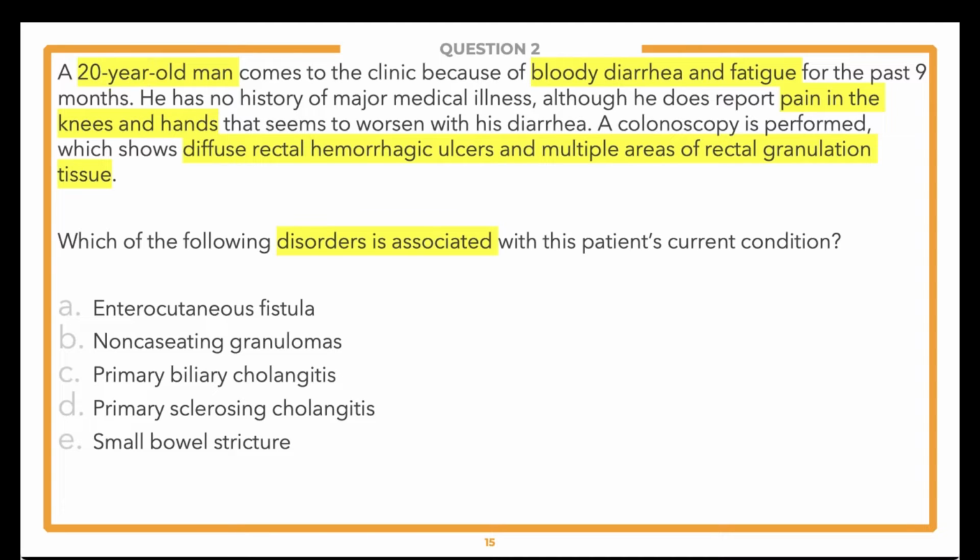All right, so 5 options, very common. You're going to see that most likely on your exam. Let's go through it. Option E, small bowel stricture. Option D, primary sclerosing cholangitis. Option C, primary biliary cholangitis. Option B, non-caseating granulomas. Option A, enterocutaneous fistula. All different GI disorders, but what does the patient have and what is the associated condition for that disorder? Take your time, think about it, read over the question one more time, and pick an answer.